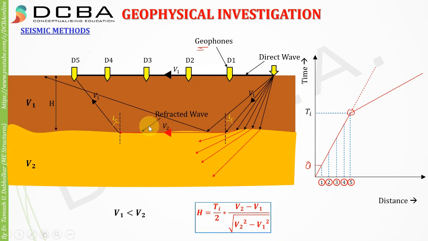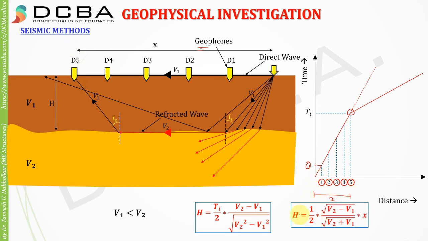There is one more formula. Let x be the distance at which you are getting that anomaly. Then h = (x/2) × √((V2 − V1)/(V2 + V1)). So using either of these formulas, you can get the depth at which the rock is being intercepted. So this was about the seismic method.